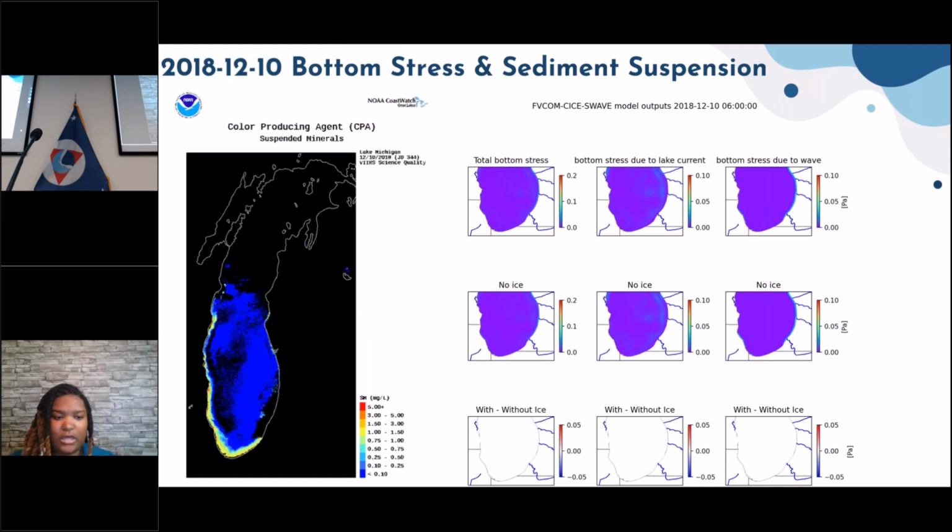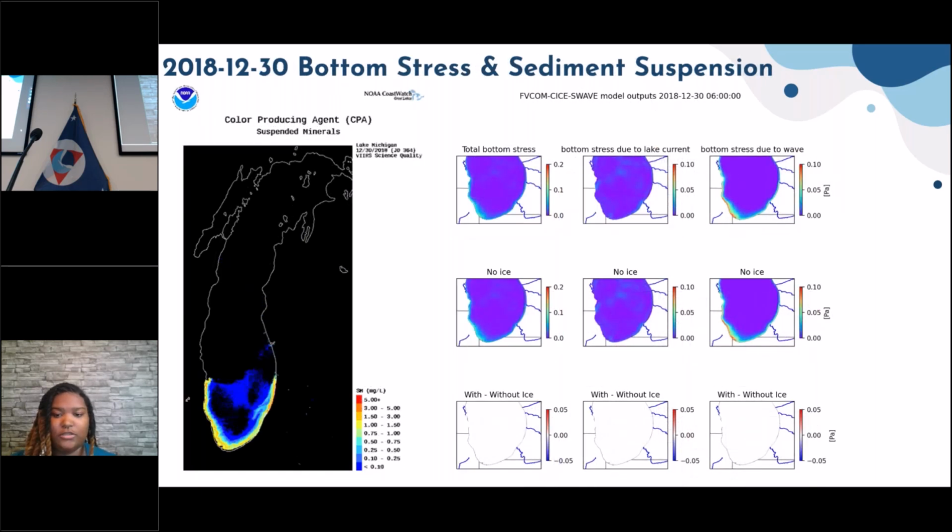Now we get to the bottom stress and the suspended minerals. The second row for the bottom stress model shows what it would look like with no ice, and the lower one shows it with ice. So as you can see, it's very normal. There was some sediment suspension, but not much. And there was also basically just a normal amount of sediment plume.